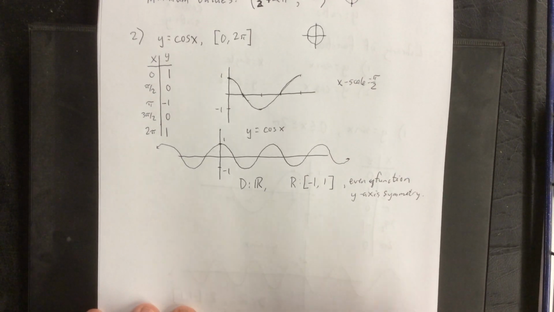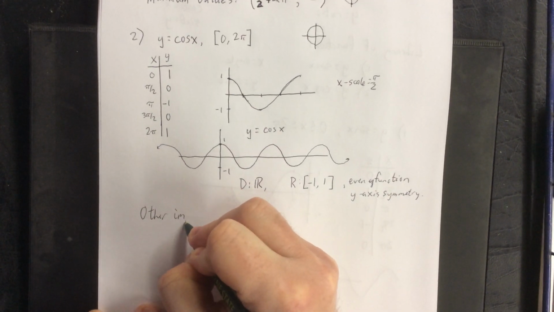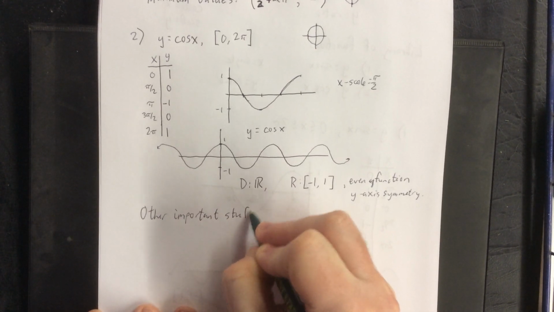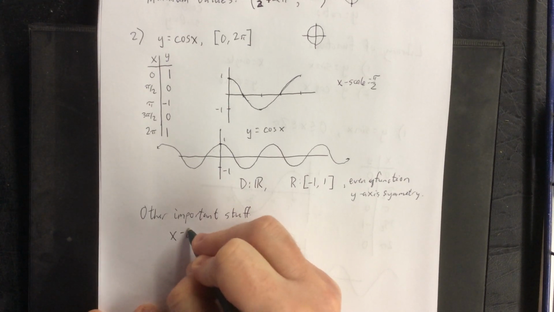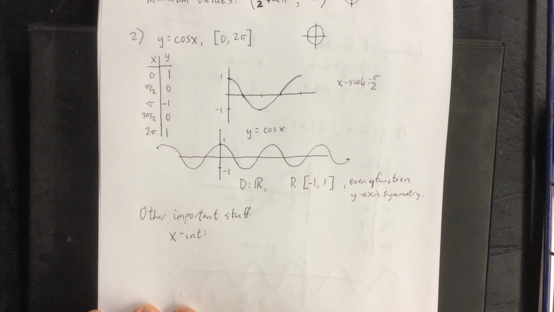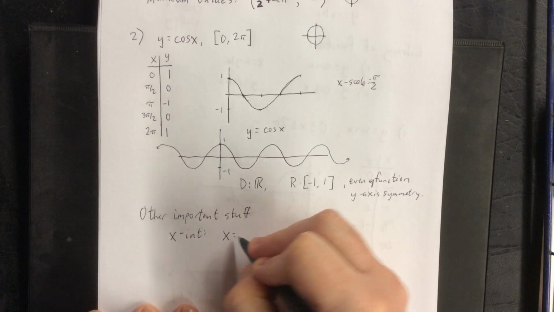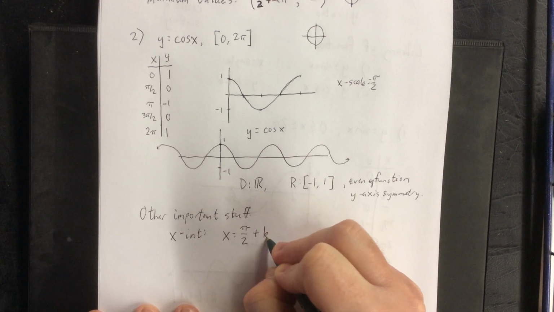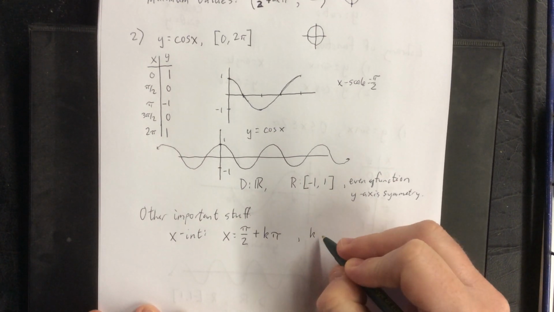Some other important stuff to know. Like the sine function, this will have an infinite number of x-intercepts. The first x-intercept is going to occur at x equals pi over 2, and will repeat every pi units after that. So once again, k is going to represent any integer.